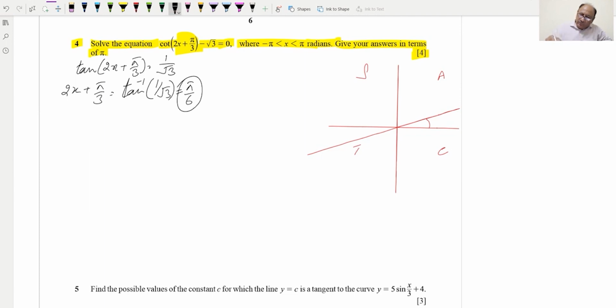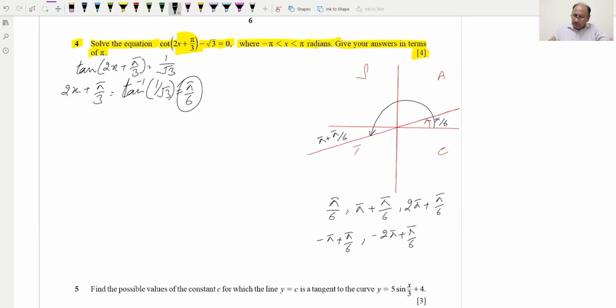So I will write down the values. First value is pi over 6, which is this one. The second value is starting from here up to this one, which is pi plus pi by 6. Similarly, we can write the other values, which will be 2 pi plus pi by 6, and fourth value we can write on the negative side, minus pi plus pi by 6, and next will be minus 2 pi plus pi by 6, and last value we can take 3 pi plus pi by 6.